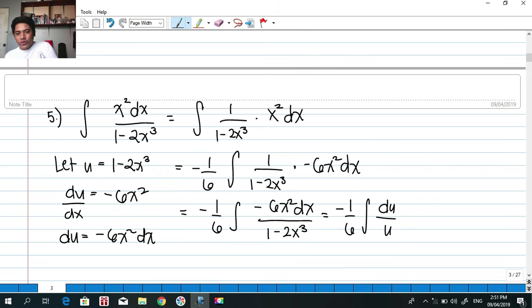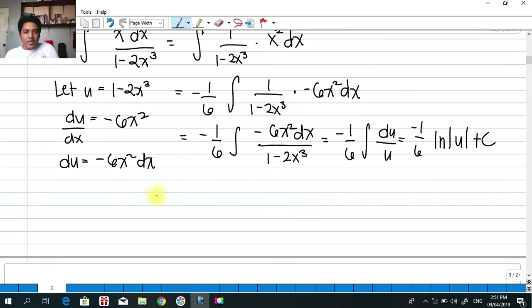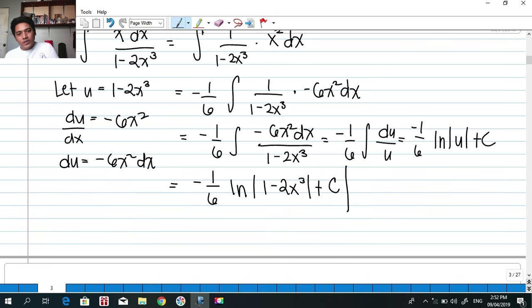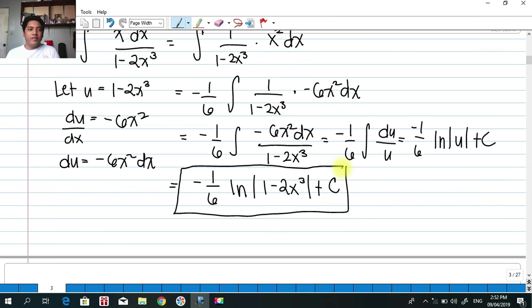Okay, and again, du over u is, yes, that's correct, natural logarithm. So negative 1/6 of the ln of the absolute value of u plus c. Simplifying, back substituting the value of u, that is negative 1/6 ln of the absolute value of 1 minus 2x cubed plus c. Okay, so this shall be our final answer.